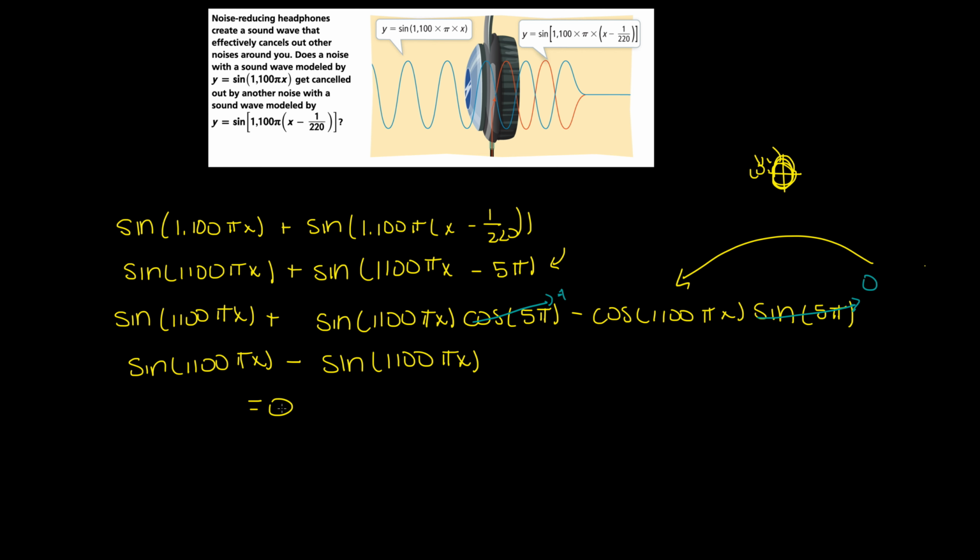So how can we interpret this? Well, since the sum of the sound waves is equal to 0 for all the values of x, the noise cancels each other out. So we do have noise canceling between the two. And you will not be able to hear those people talking next to you while you're trying to focus on your Algebra 2 studies while you wear your noise canceling headphones.